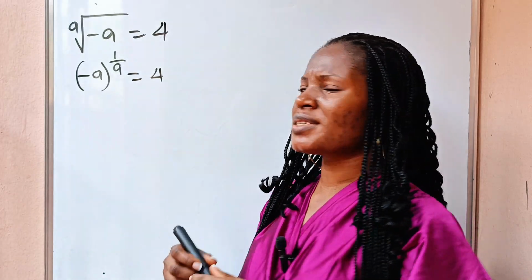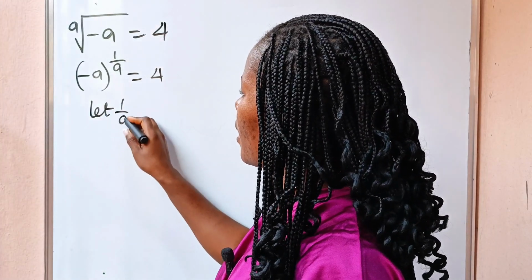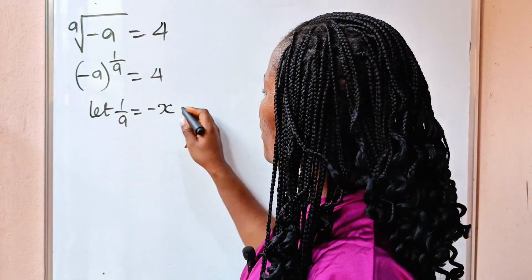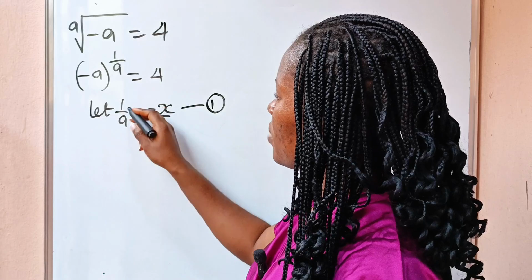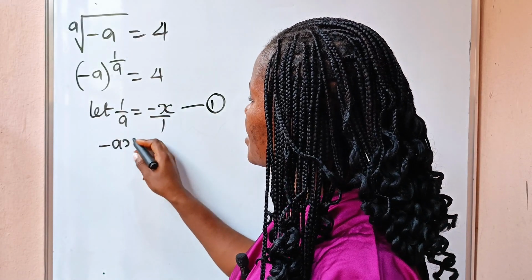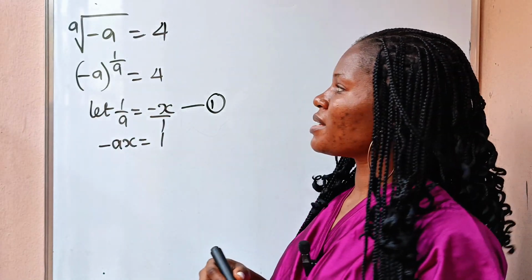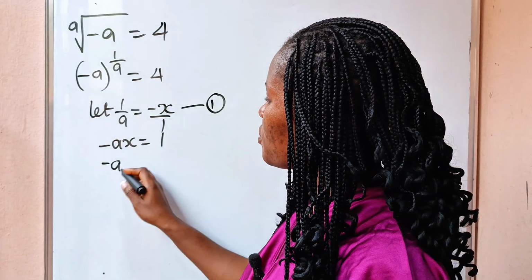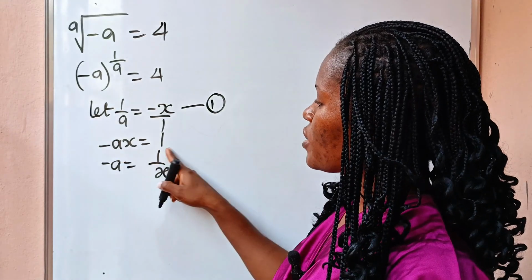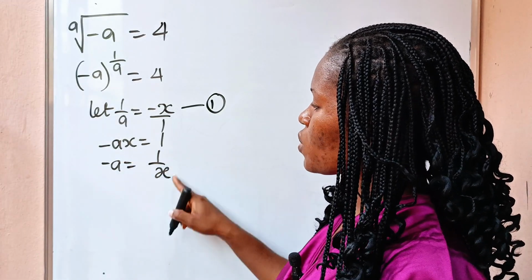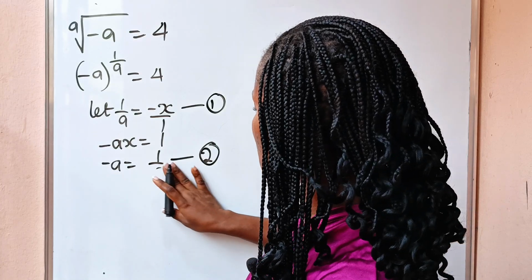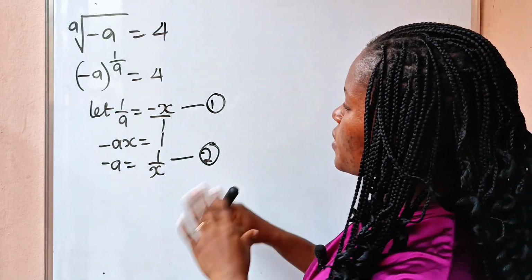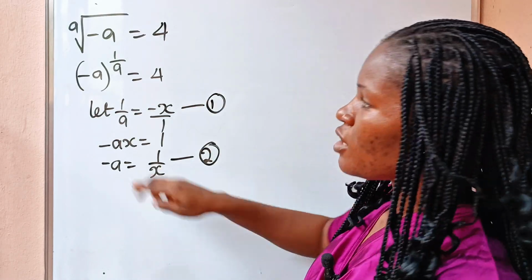All right, now let 1 over a be equal to minus x. We call this equation 1. Now let's cross multiply. If we cross multiply, we have minus ax is equal to 1. And that simply means that minus a is going to be equal to 1 over x, right? Because we are going to divide both sides by x to get that minus a is equal to 1 over x. And this is another important equation. Okay, now having gotten that, let us substitute this and this into this equation.